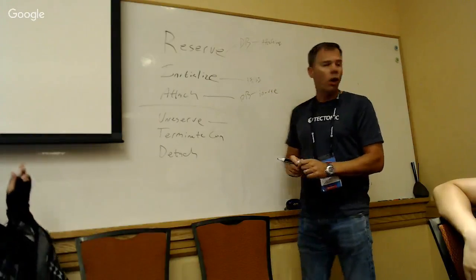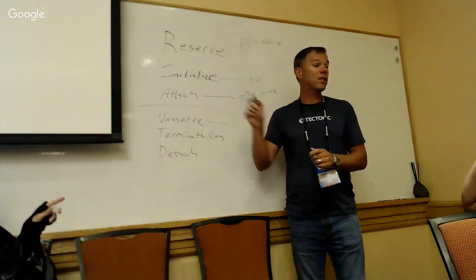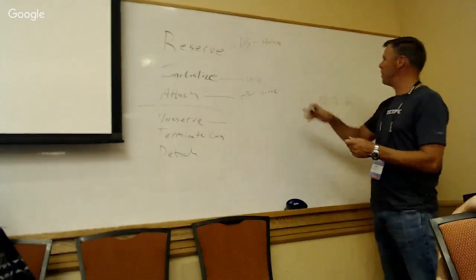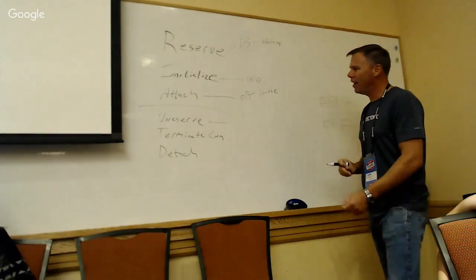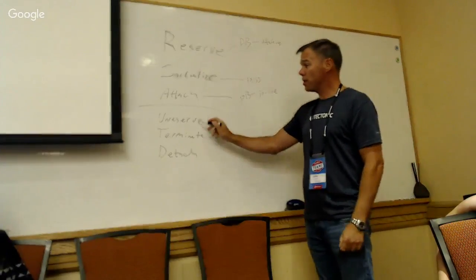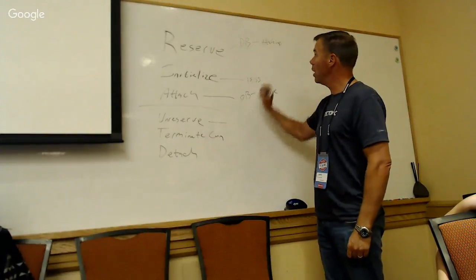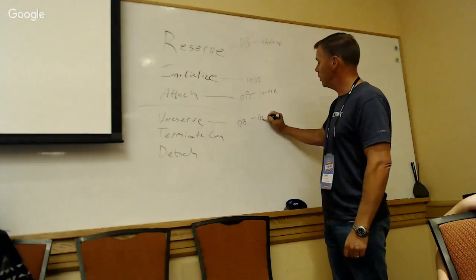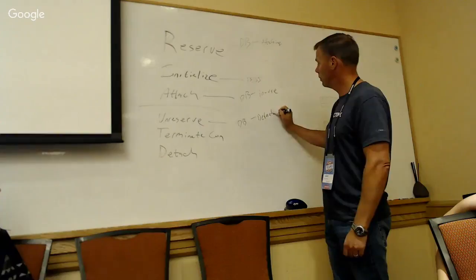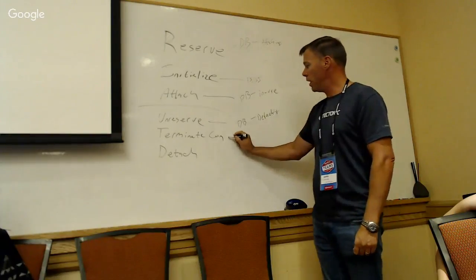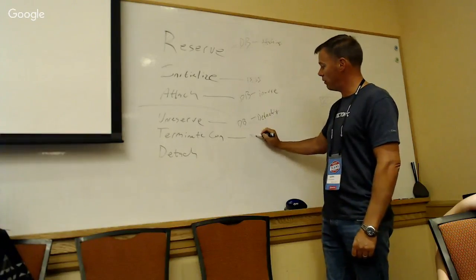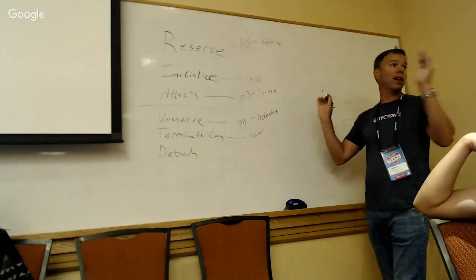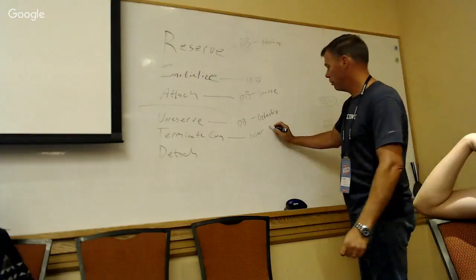Oh, this is the old code. I'll get to the new code in a second. I figured it'd be good to have a comparison. So unreserve will go over to the database and set the state to detaching. Terminate connection will go down to the driver and say delete the connection, delete the target.